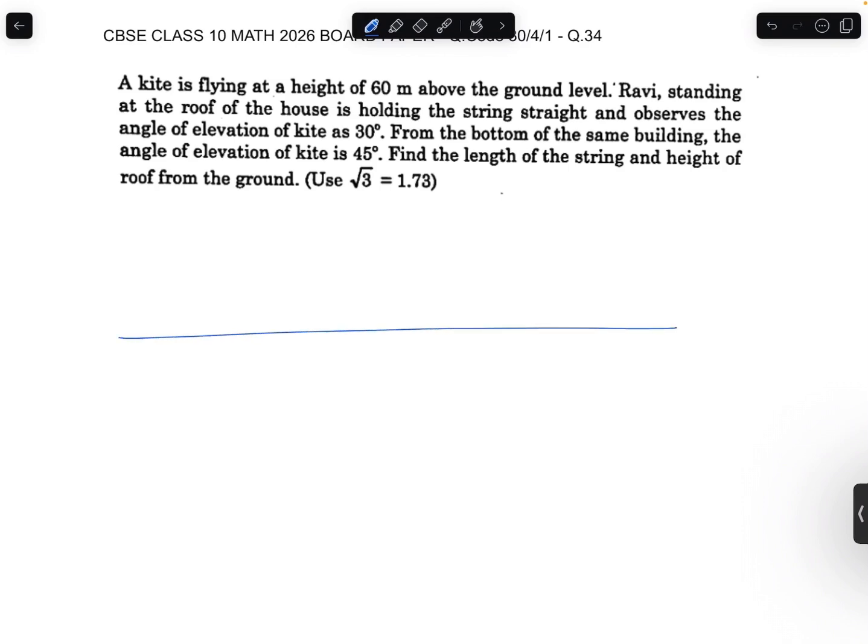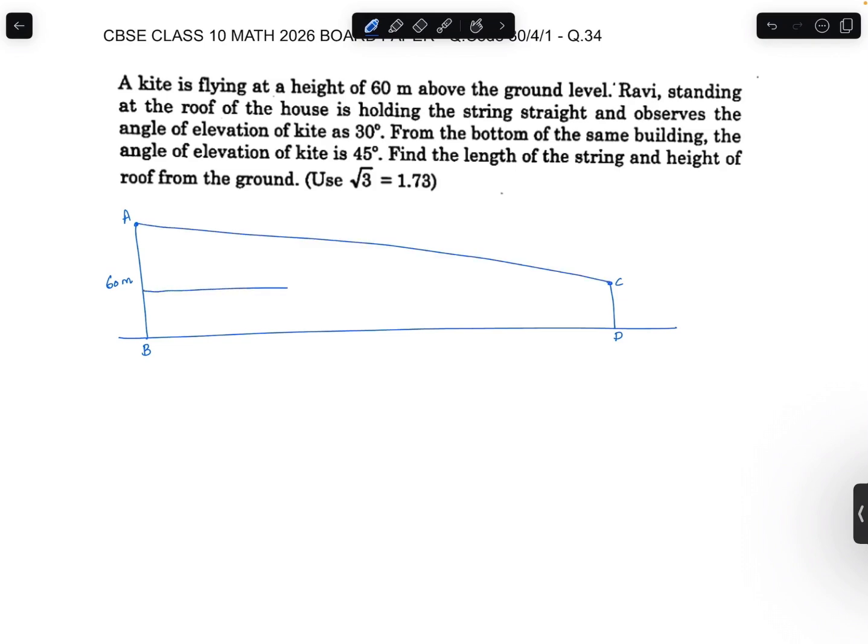Let this be the ground level, and the kite is flying at a height of 60 meters above the ground level. Let A be the position of the kite and B is the point on the ground. Ravi, standing at the roof of the house, is holding the string straight and observes the angle of elevation of the kite as 30 degrees. Let this be the building. C is the point where Ravi is standing and D is the base of the building. So from the point C, he observes the point A.